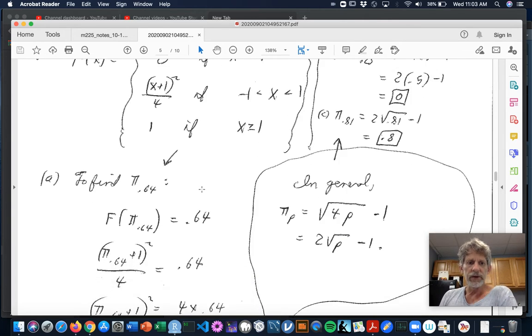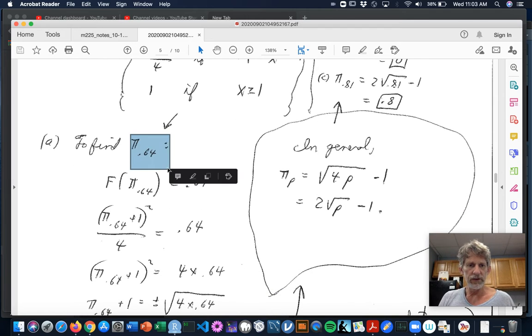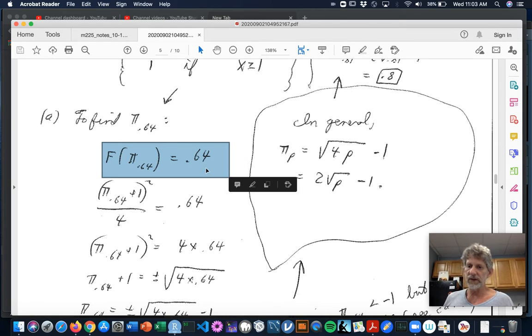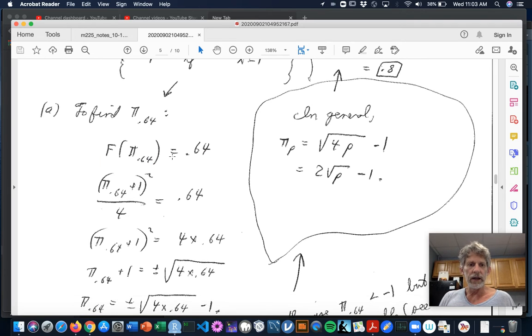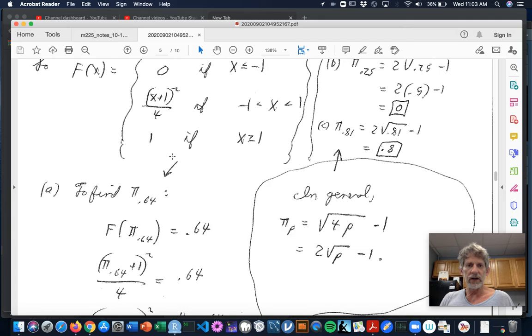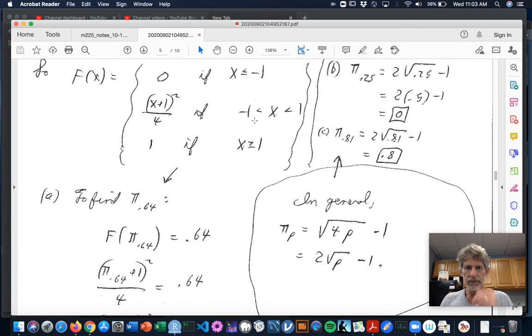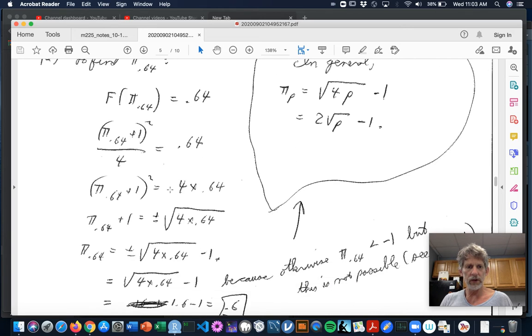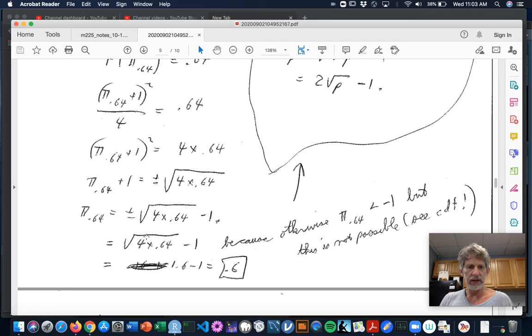Okay, now say you wanted to find the 64th percentile, which is part A. And so by definition, the 64th percentile is the number that has 64% of the area below it. That is, it's the number where the probability of being less than the 64th percentile is 0.64. So that's just a definition set up. Now, the 64th percentile has to lie somewhere in the support. So I just get to throw that on and solve gradually for pi sub 0.64.